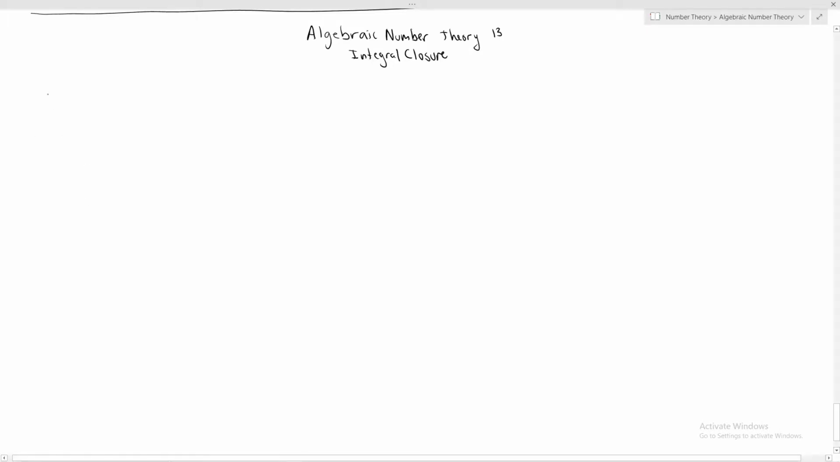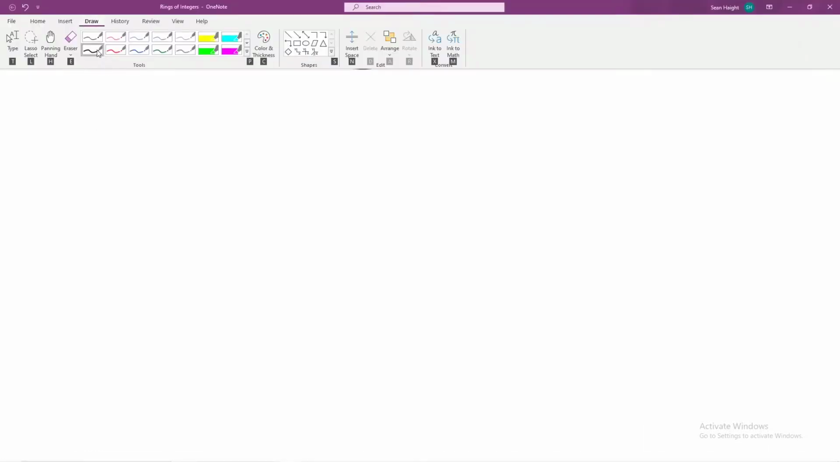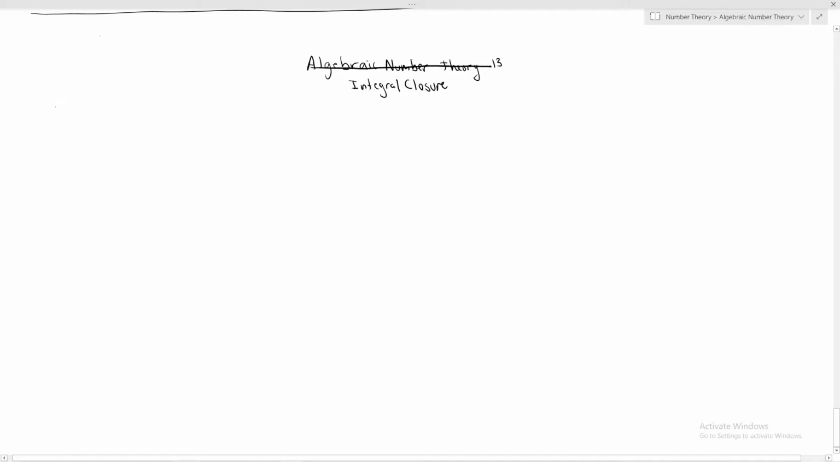Okay, so this is the 13th lecture in the series on algebraic number theory, and today I want to talk about the concept of integral closure. So I'm going to start basically with an outline. Let's go ahead and outline what I want to talk about in this lecture. The first thing is I basically want to give a definition of this concept of integral closure.